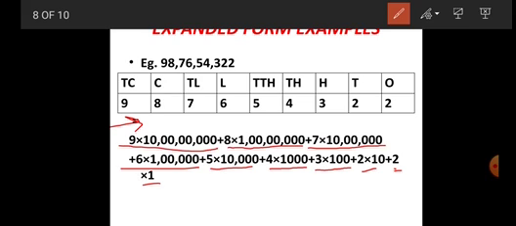This way you solve the expanded form. First we write the digit and then you write the place. And don't multiply the numbers out; as it is, you write in expanded form. Digit and its place.